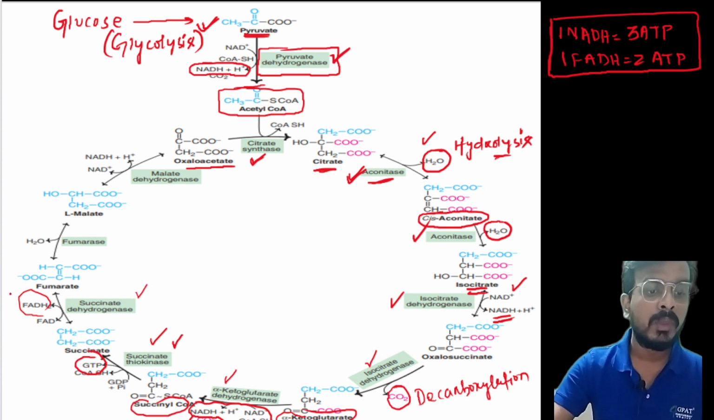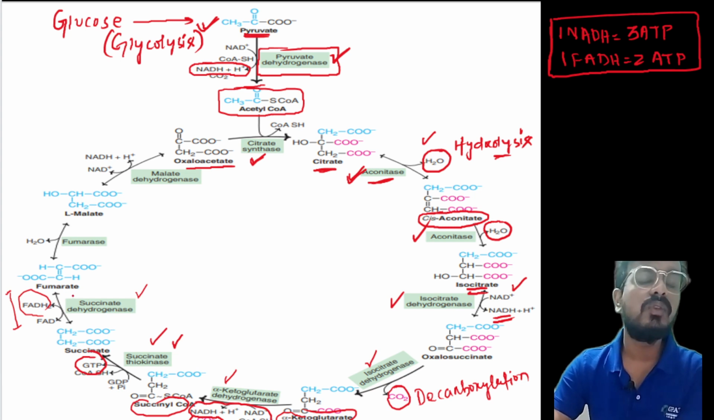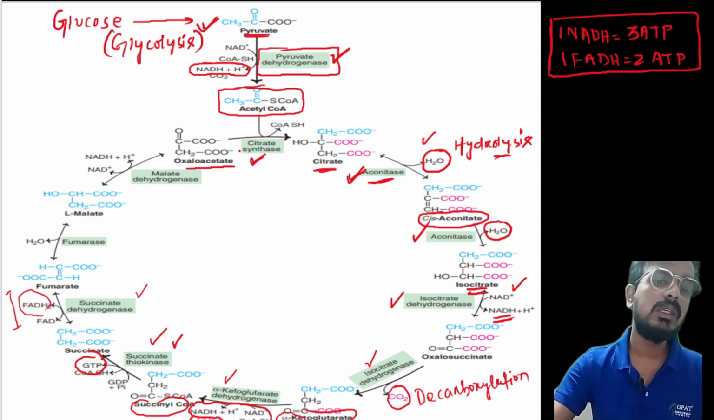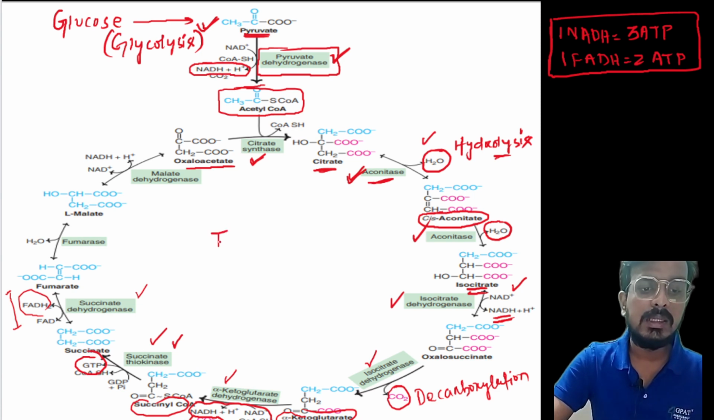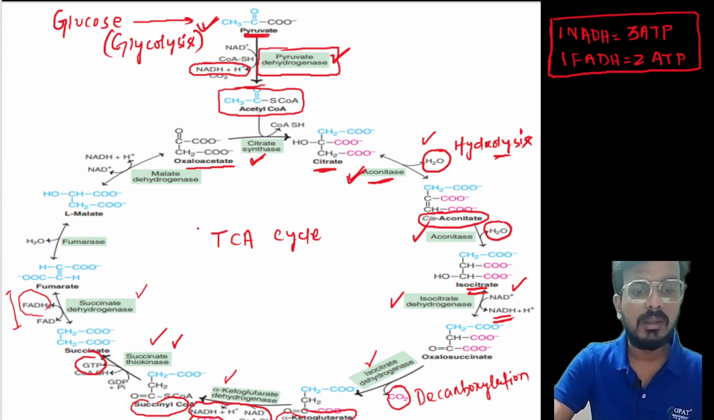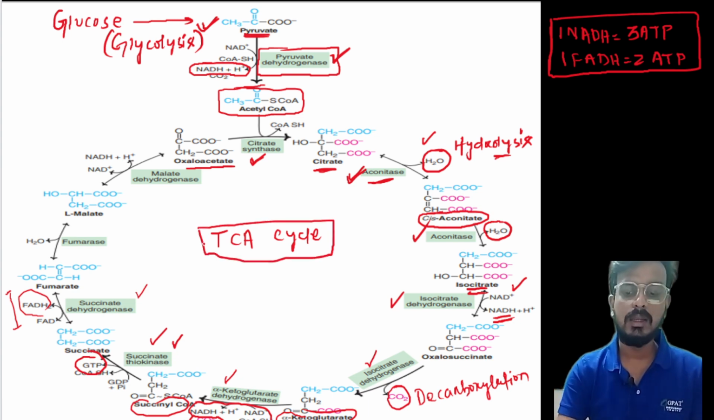The question asks at what stage your FADH2 is produced. From succinate to fumarate. Remember, where fumarate is produced, in that stage only FADH2 is produced. Then fumarate to malate and malate to oxaloacetate. So this is called the TCA cycle. This is basically known as your TCA cycle.